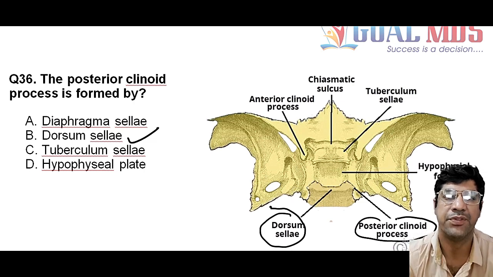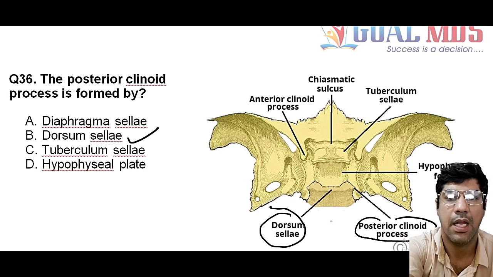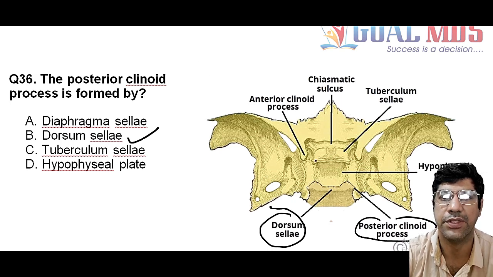So think of the posterior clinoid process as a pair of little mountain peaks at the back, like tiny horns.